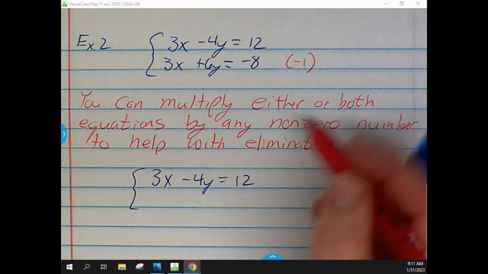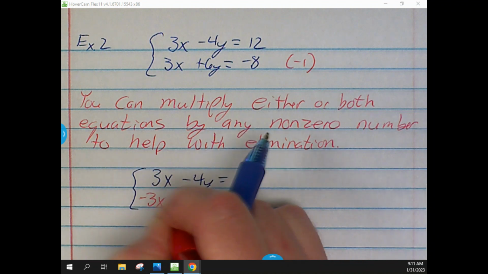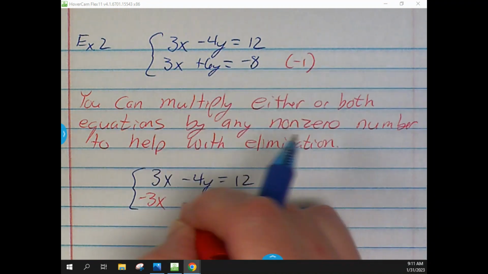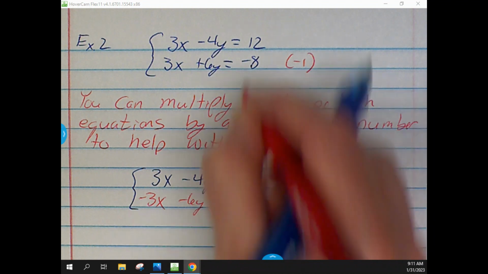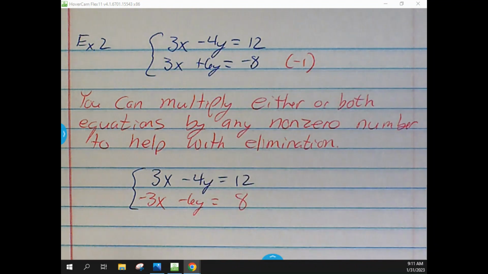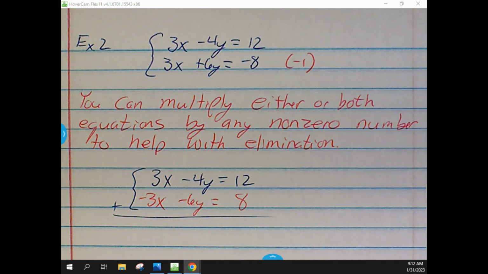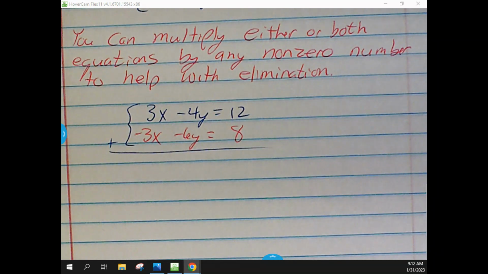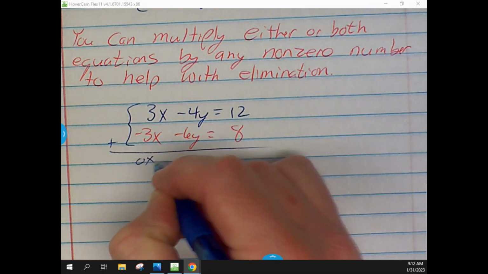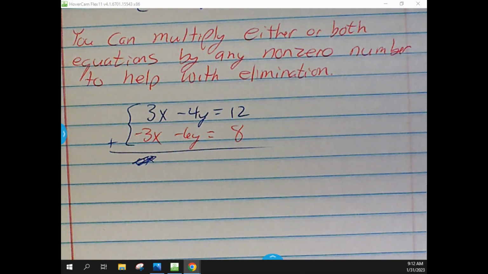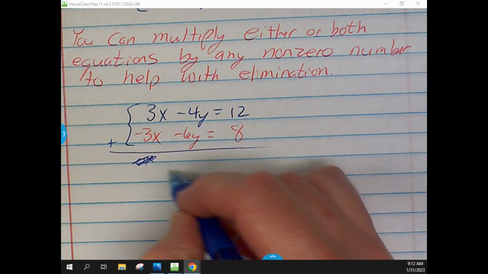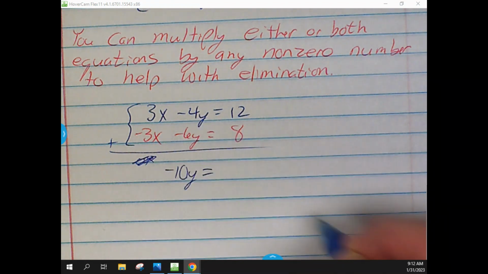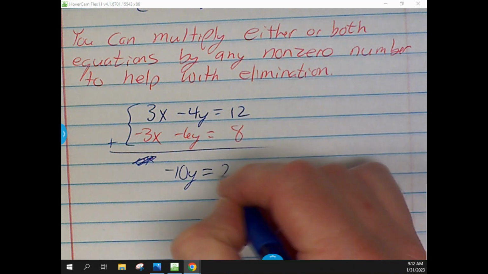Bottom equation, multiplying by -1, you just change all the signs. So that's a -3x, that's a -6y, and that's going to be a +8. Okay, so taking that second equation, multiplying by -1, now we've got the numbers that we're looking for because you've got 3 minus 3, which is 0x, which means that's gone. You've got -4 minus 6, which is -10y. 12 plus 8 is 20.